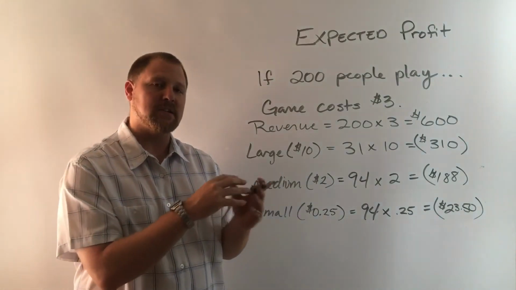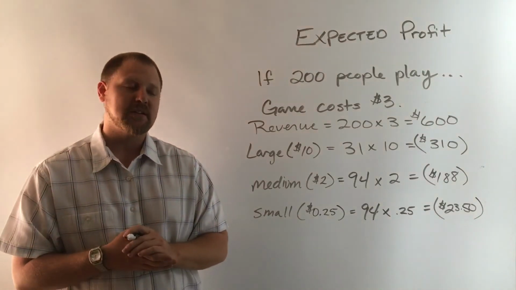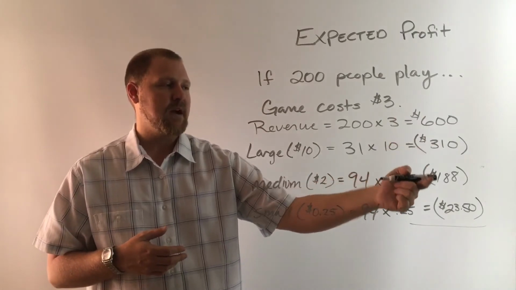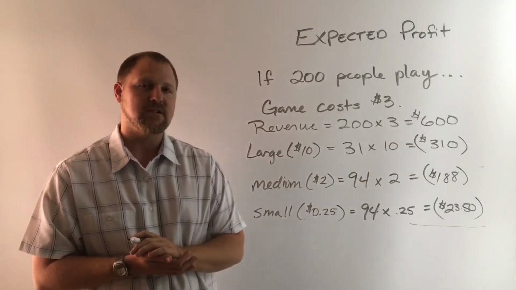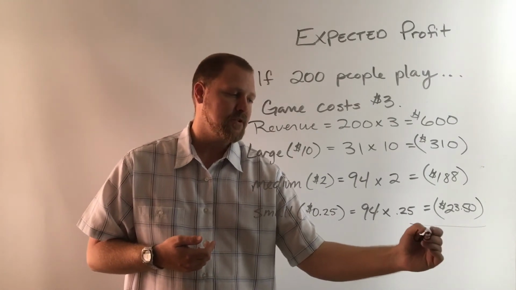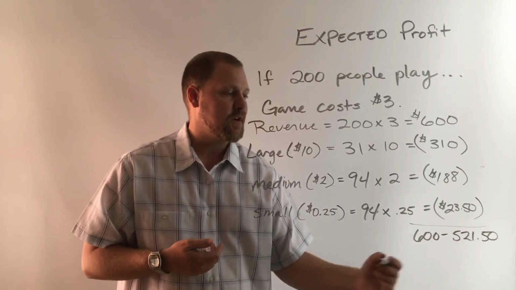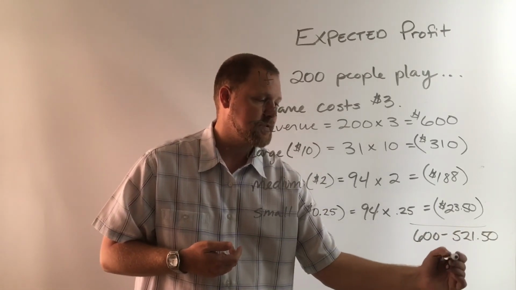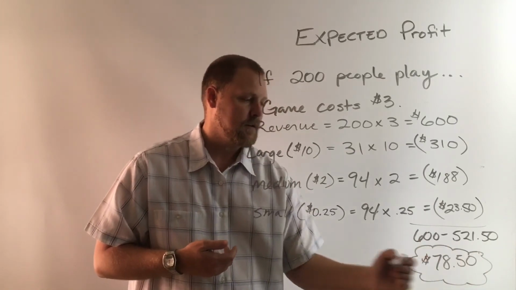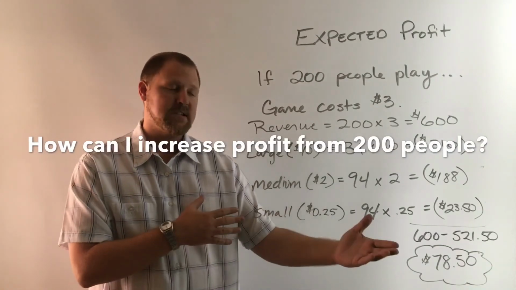Now each one of these is a negative because we're subtracting how much we give away. We're subtracting our expected value from our revenue, which is going to give us our expected profit. So if we take 600 minus 310 minus 188 minus $23.50, we are going to get 600 minus 521.50, which is going to give us $78.50 for profit.